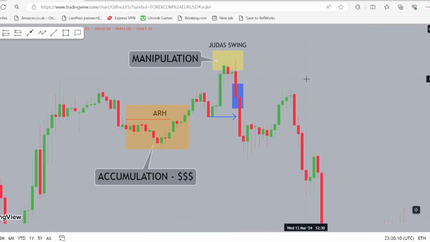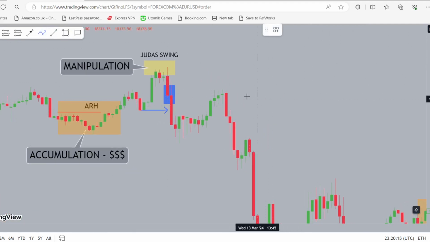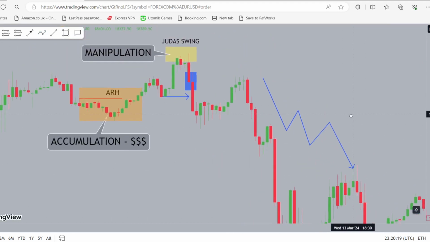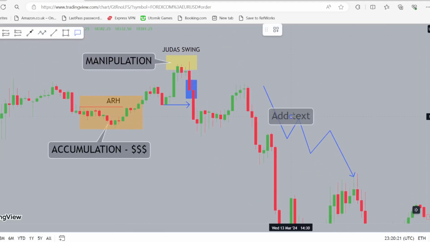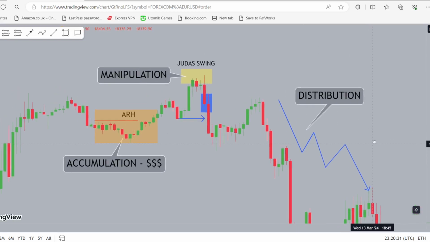Now, our job is to catch the distribution stage. So the distribution stage is essentially all of this down here, right? This entire move down becomes a distribution. So how do we catch a distribution? This is the question I often get with my students as well. How do you catch a distribution? A distribution is simply keying off a fair value gap, right? Keying off an order block or a fair value gap.